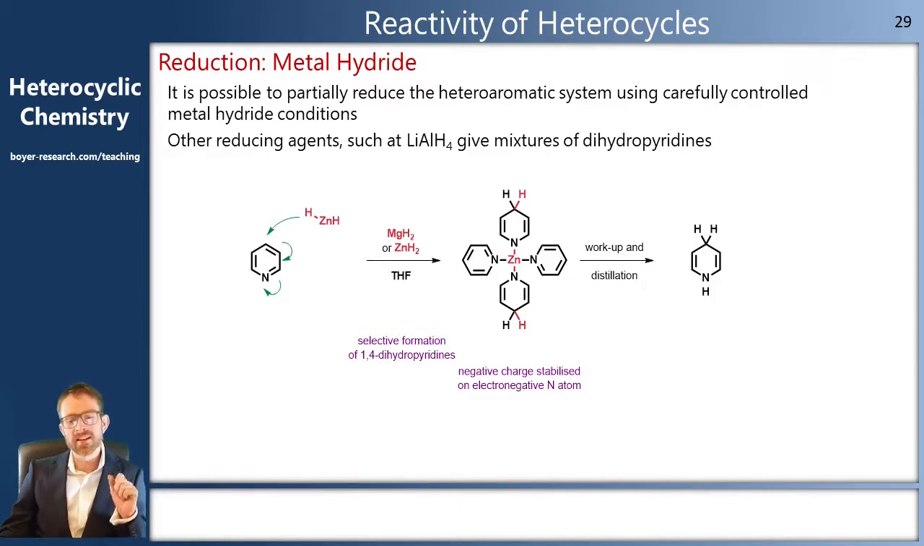We push those arrows round to put the negative charge on the nitrogen, and that becomes a ligand for the zinc. So you end up with this species where you have a zinc coordinated to 4 different nitrogens, 2 of which are pyridines that have been reduced.